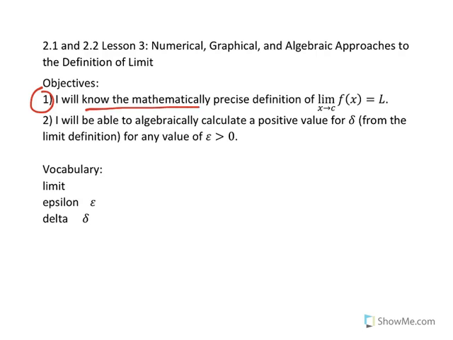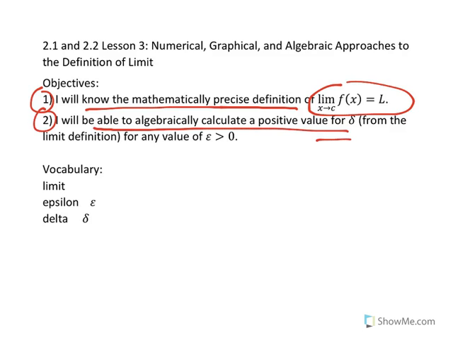So today we looked at these two objectives. You will know the mathematically precise definition of the limit of f of x as x approaches c is equal to L, and you will be able to algebraically calculate a positive value of delta from the limit definition for any epsilon greater than 0, as we saw in our last two examples.